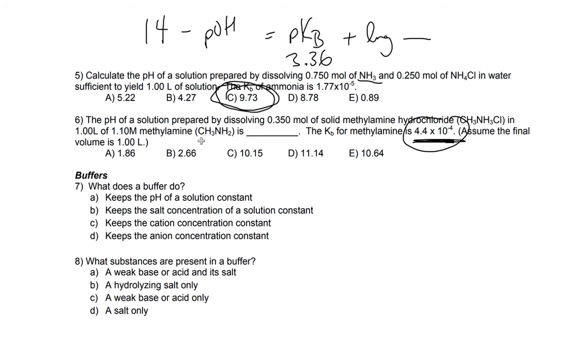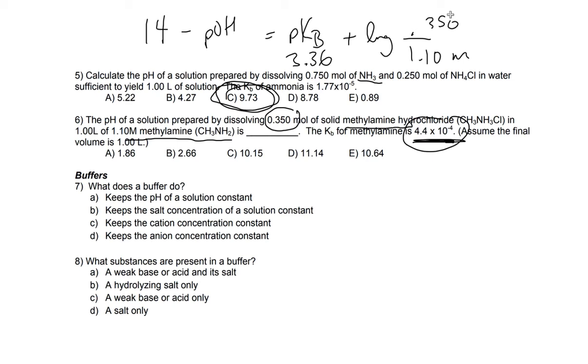My base is going to be solid methylamine. Actually, nope. Methylamine's right here, 1.1. So I'm going to go 1.10 moles of methylamine. I'm going to put 0.350 on the top. 0.350 divided by 1.1, take the log of it. I get 2.49 plus 3.36. When I get that, I'm going to subtract that from 14, and my answer comes out to be something I don't have there.